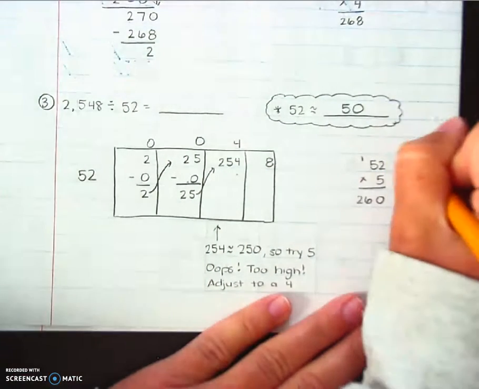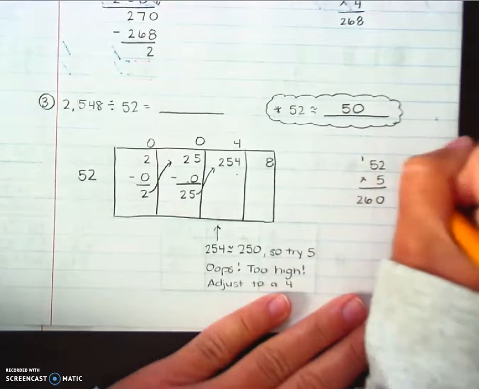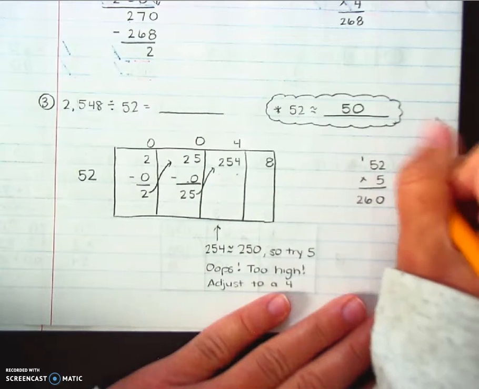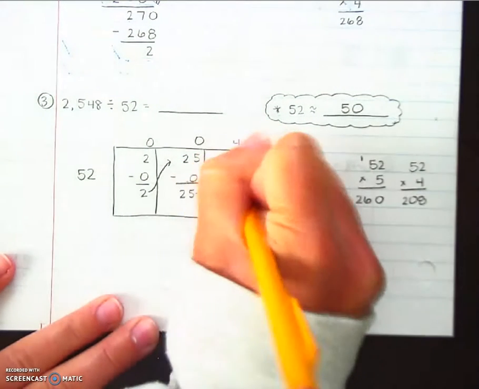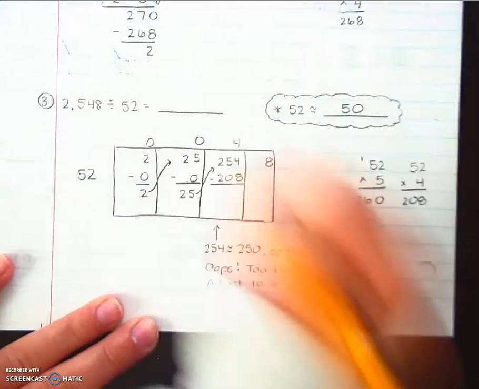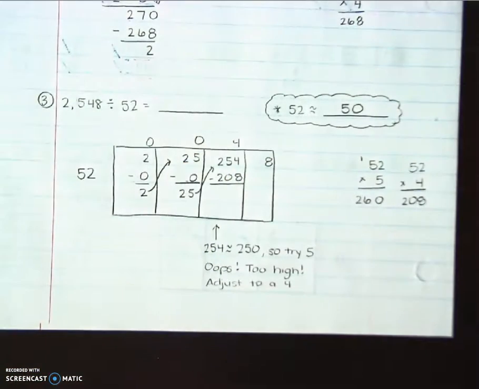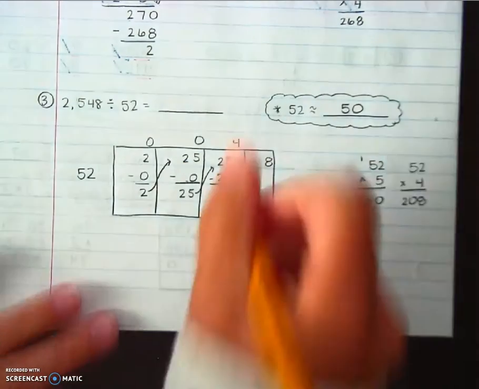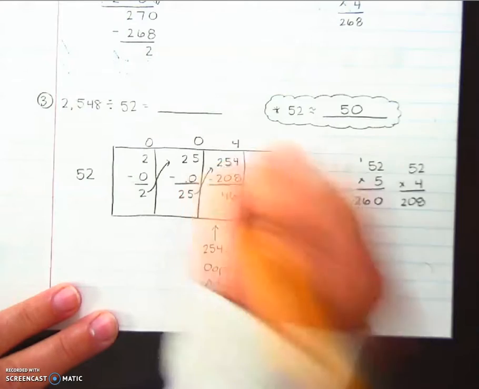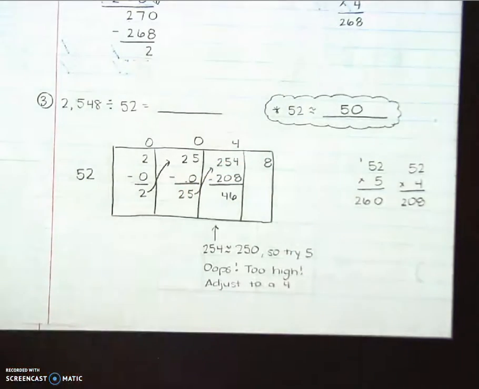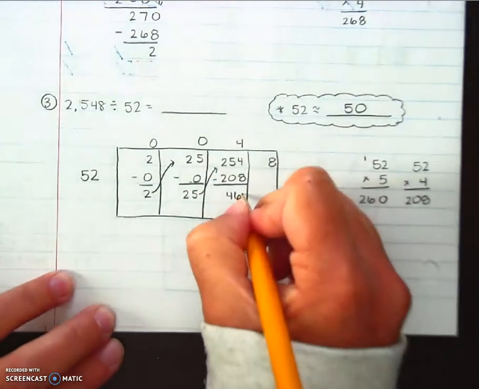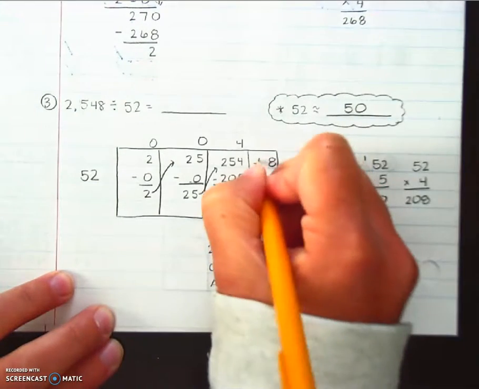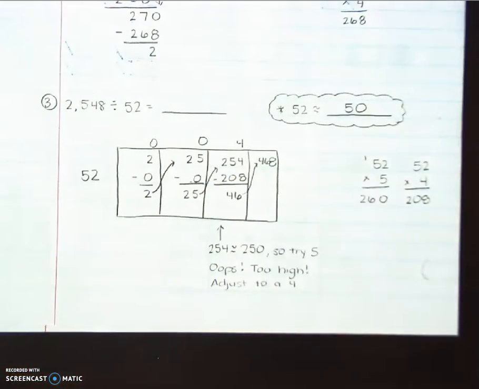So now 52 times 4, 4 times 2 is 8, 4 times 5 is 20, 208. My first check, 208 is less than 254. That means the 4 is not too big. When I subtract, I'm left with 46. 46 is less than 52. That means the 4 was not too small. We knew we were in the right spot. Then I'm going to bring up my 8 next to 46.